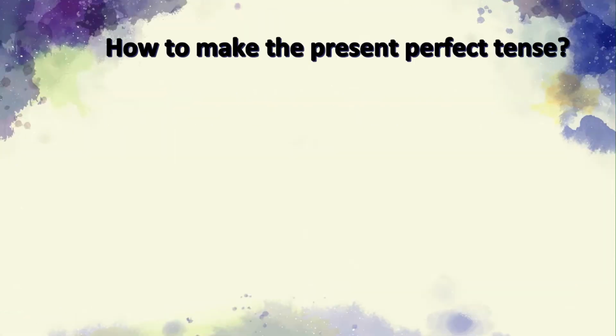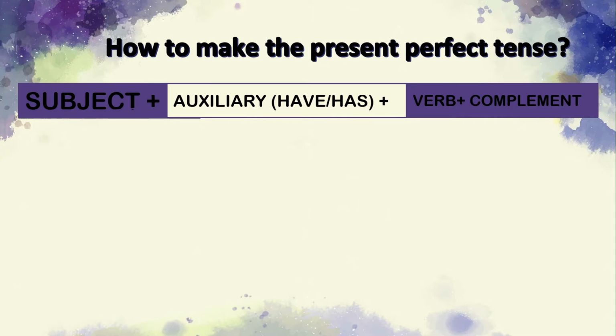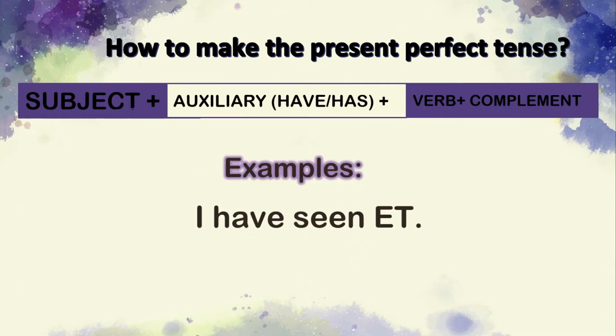How to make the present perfect tense? First, you have the subject, then the auxiliary. In this case, you can use have with I, we, you, and they, and has with the third person singular, he, she, and it. Also, the verb. In this case, you're going to use the past participle of the verbs and the complement. Let's see an example. I have seen E.T.